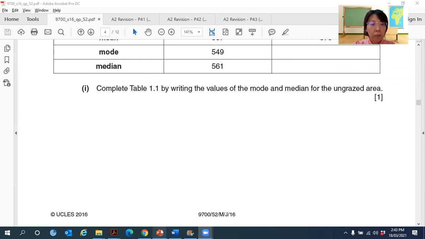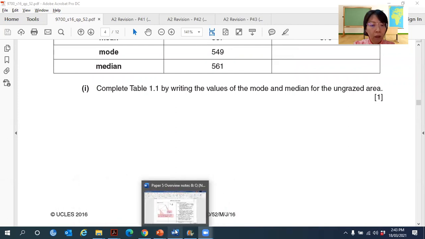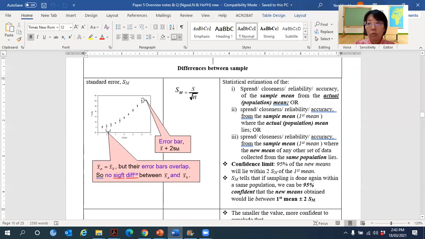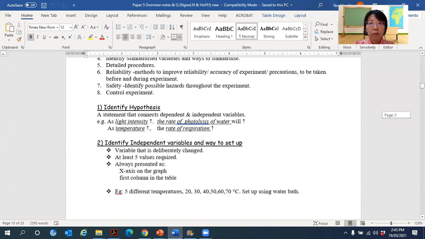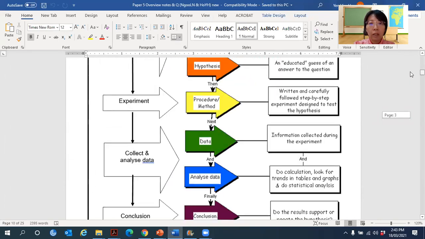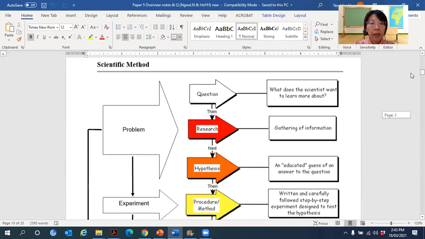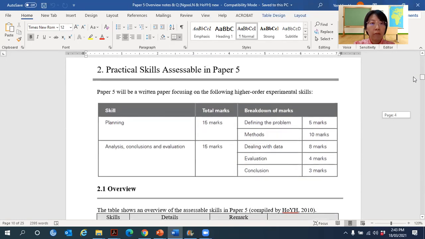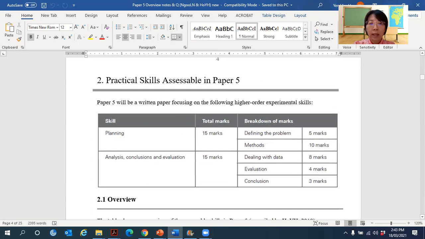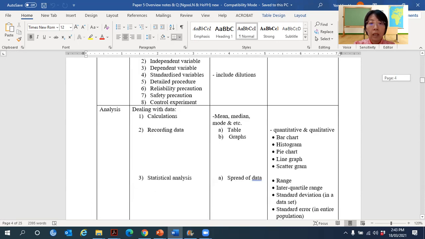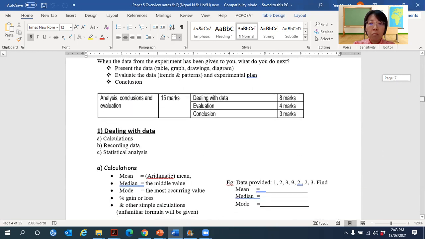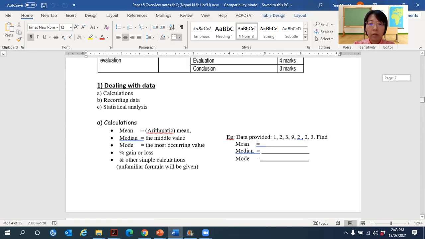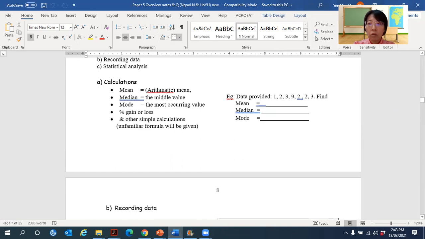So that brings you to the notes that I've given to you. This note is very good. Please refer to this note and make sure everything in these notes, from planning, experiment to analysis, evaluation, conclusion, is really good. For example here, mode, mean, and median. Can you see here? Mode, mean, and median that you need to know.